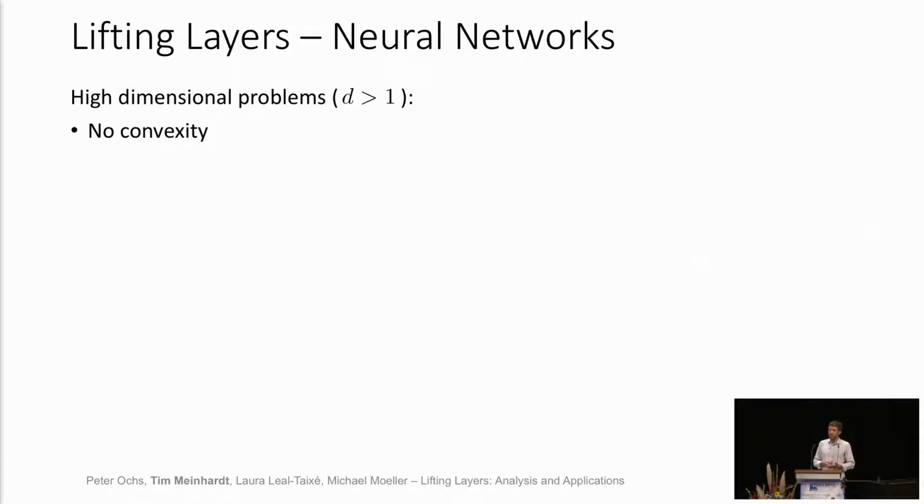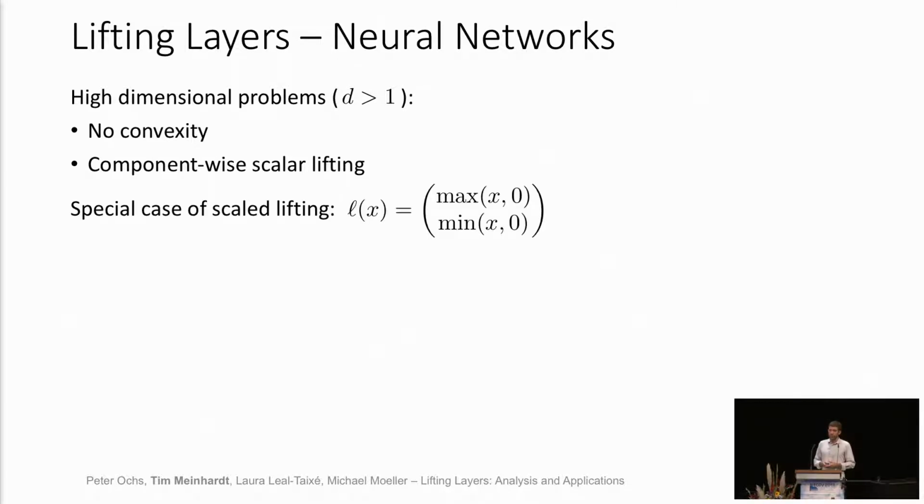While for low-dimensional problems we still have the property of convexity, this does not hold true for high-dimensional problems. And we will apply our scalar lifting component-wise. We also have a vector-valued lifting presented in the paper, but here we want to stick to the scalar lifting presented a few slides before. So for our high-dimensional network problems, we have this special case of our lifting, which is for 2 labels, and basically comes down to this.